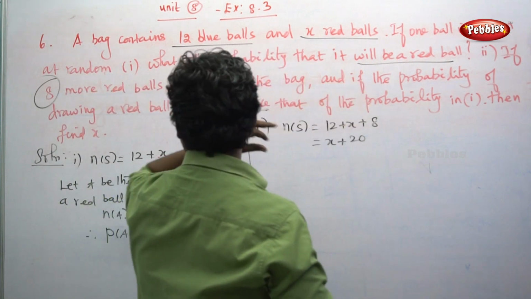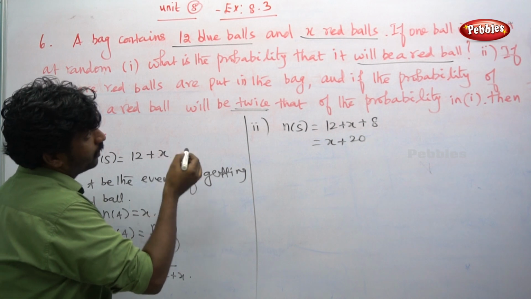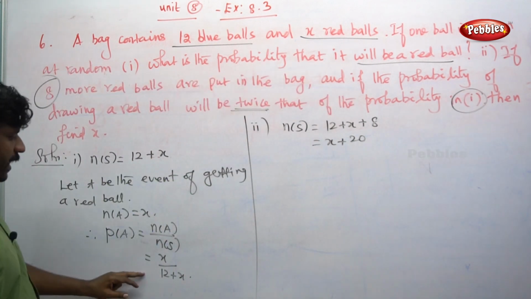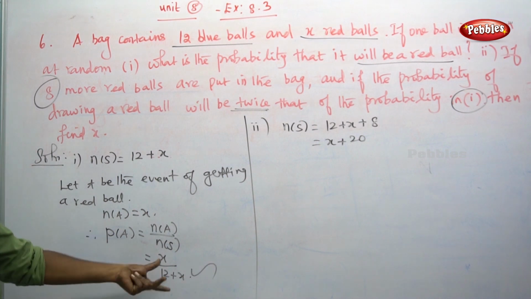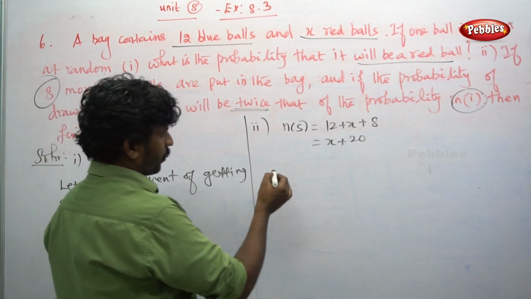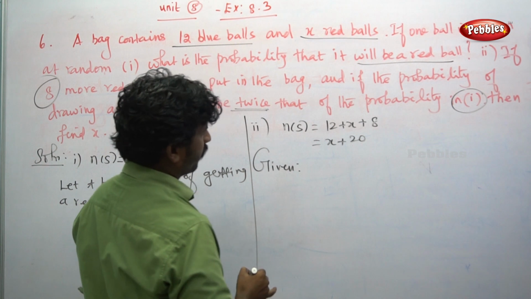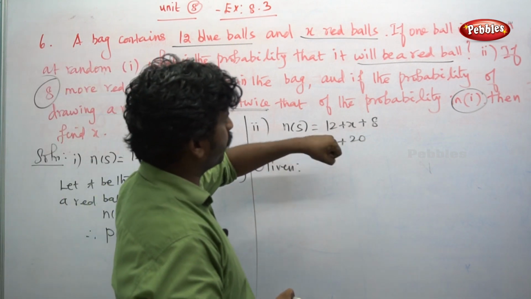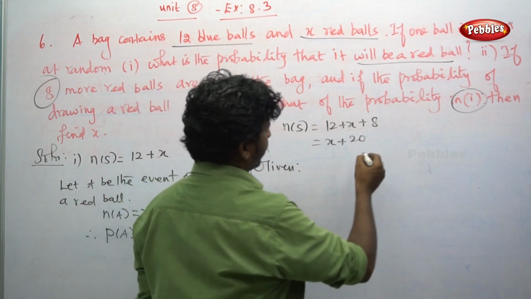And if the probability of drawing a red ball will be twice that the probability in 1. In 1 means what? In the first point. What probability did we find in the first point? x by 12 plus x. They say it is 2 times, twice of this. So how should we write it? What is given here, right? We added 8 balls, isn't it? First we have to find the probability for that. What is that probability here?